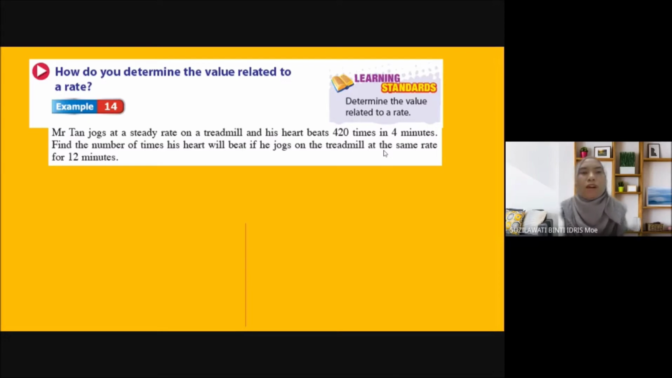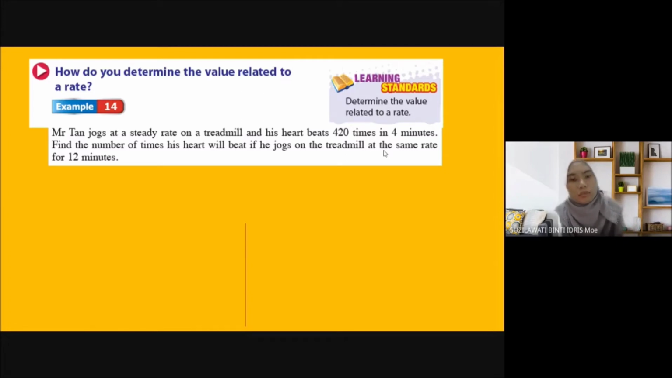Find the number of times his heart will beat if he jogs on the treadmill at the same rate for 12 minutes. Jadi kita kena cari berapakah bilangan degupan jantung Mr. Tan jika dia tetap meneruskan berjoging di atas treadmill tersebut dengan kadar yang sama. Kadar yang sama maksudnya 420 times over 4 minutes. Ingat macam mana kita dah belajar tulis kadar itu.